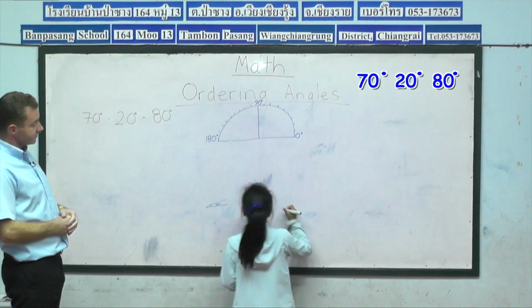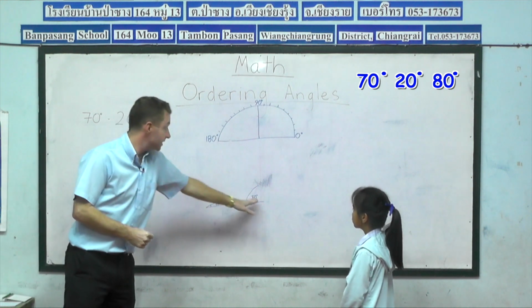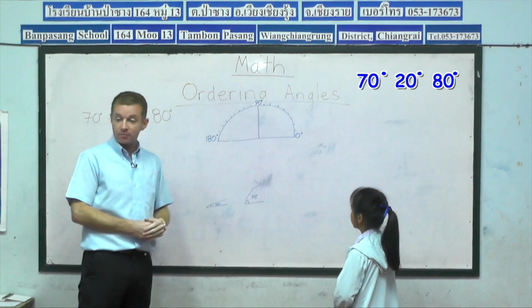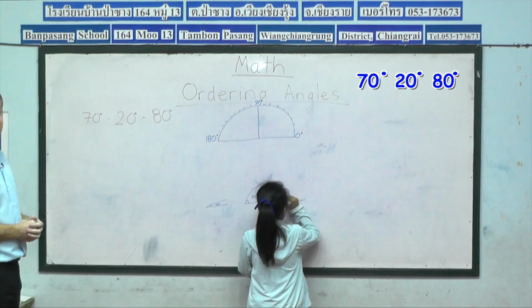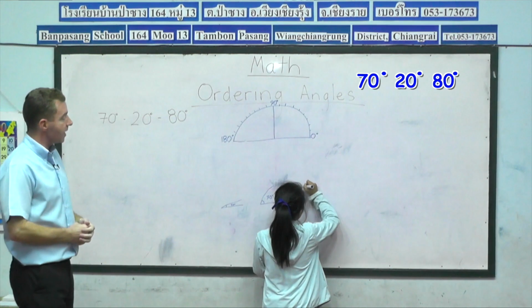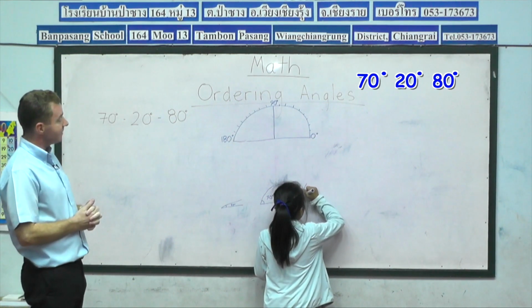70 degrees, excellent. So you can see we've gone from the smallest, 20 degrees, to the next smallest, 70 degrees. Which angle is biggest? 80 degrees. So next, Preo will have to go 10 degrees larger to do from 70 to 80 degrees.